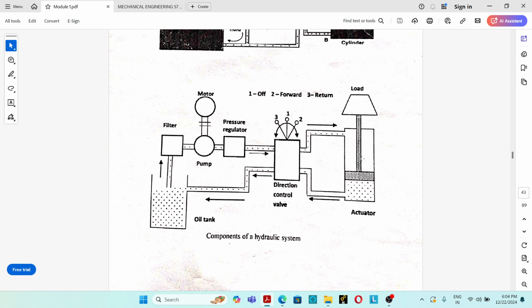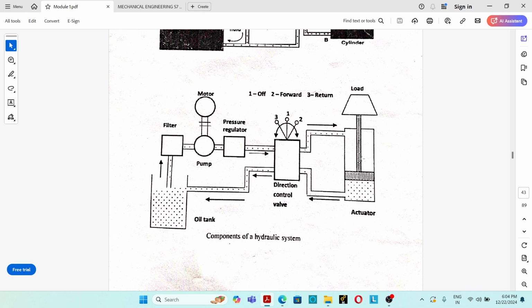The last component in a hydraulic system is the actuators. What is the function of an actuator? In an actuator, the hydraulic energy is converted into mechanical energy. In a pump, mechanical energy is converted into hydraulic energy. In an actuator, hydraulic energy is converted into mechanical energy.